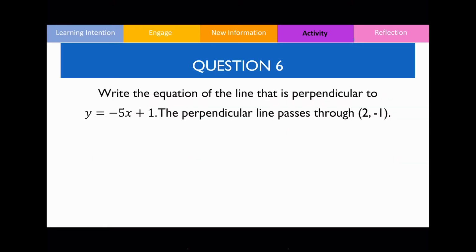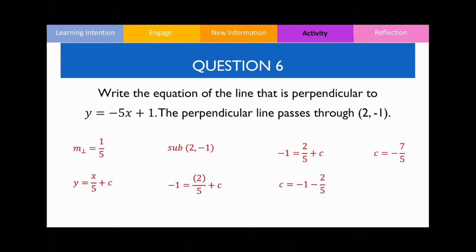For question 6, you're doing the exact same thing, but this time it's going to be perpendicular. So remember, the gradient of a perpendicular line will be the negative reciprocal of -5. So it's going to be therefore +1 over 5. Now to solve for c, we're just going to substitute the coordinates 2 and -1 into the equation, simplify that, and move the fraction to the other side by adding 2 over 5 to both sides. And if you do this, then you should get an answer of c is equal to -7 on 5. Hence, you write this as your answer over here.